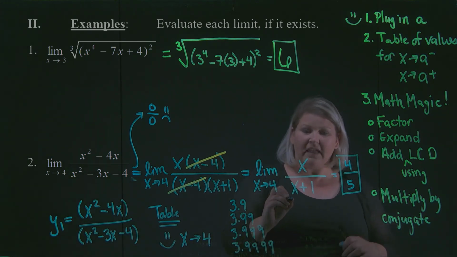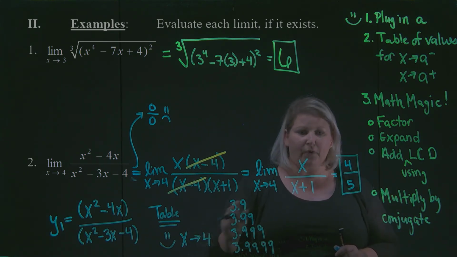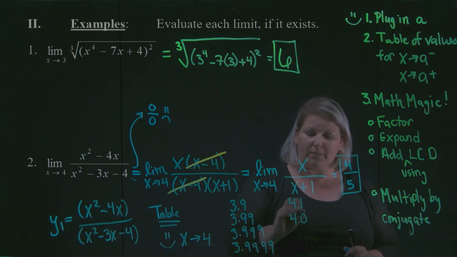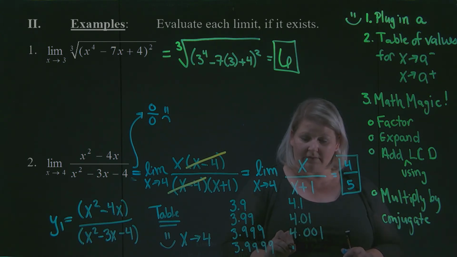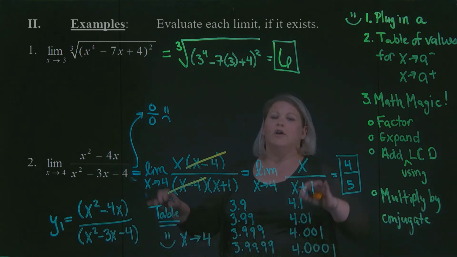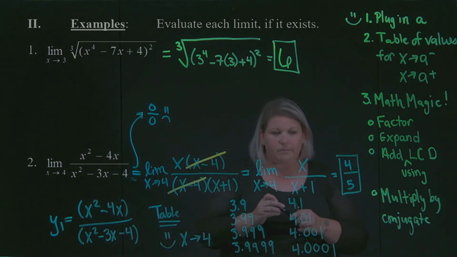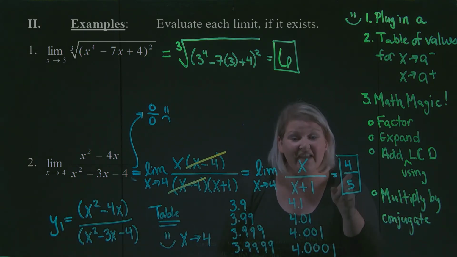Okay? And then I'm going to do the same thing from the other side of 4. I'm going to approach 4 from the larger side. I'm going to plug in 4.1, 4.01, 4.001, 4.0001. And then plug that in and see if you can get your answer to match 4/5.